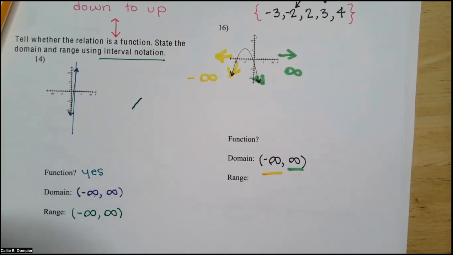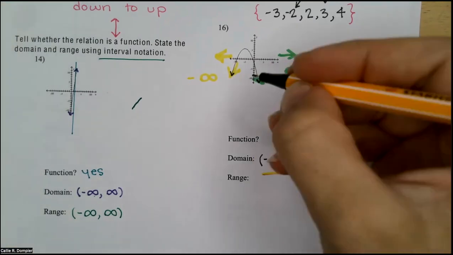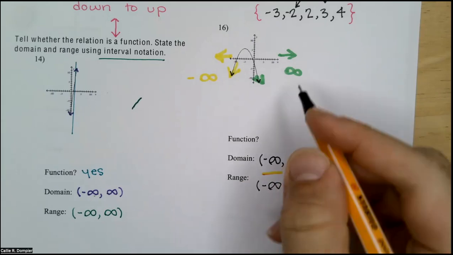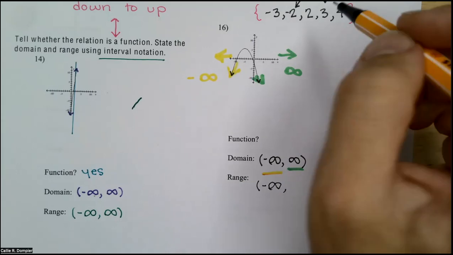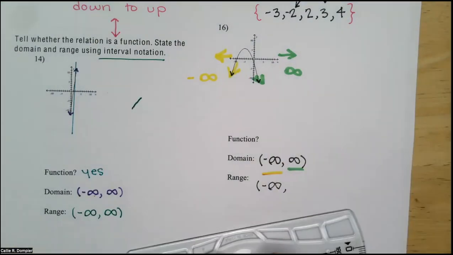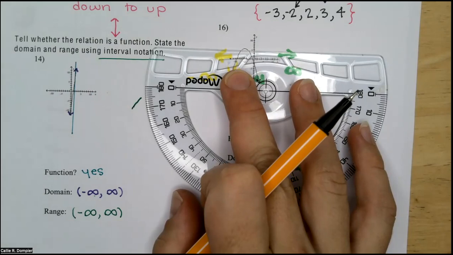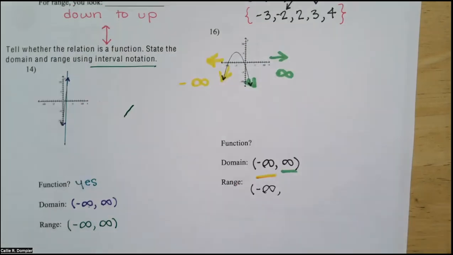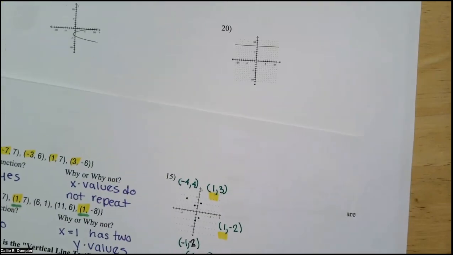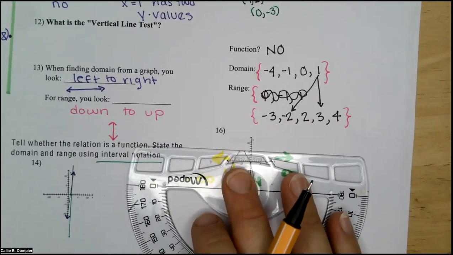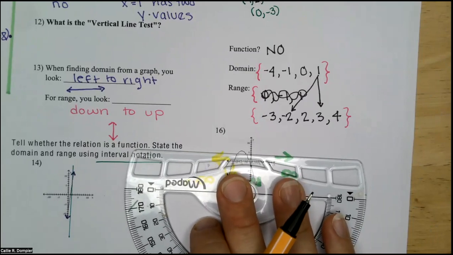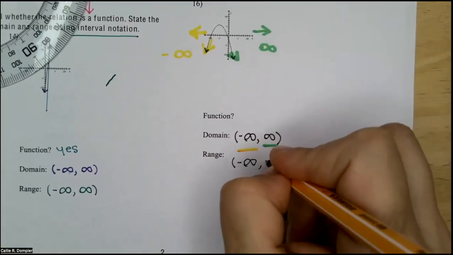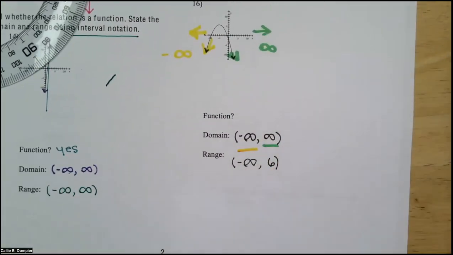Okay. Range, however, is y values. So for my y values, I do see negative infinity, right? However, both of those are going in the negative y direction. So you need to see where we get to the top. I'm going to call it 6. So from negative infinity to 6 on my y value, okay?